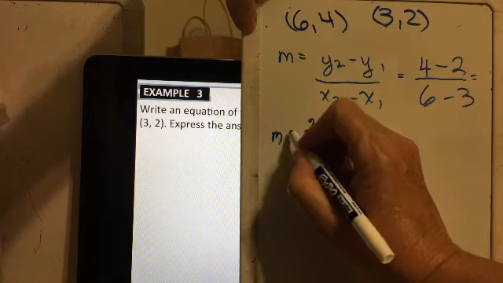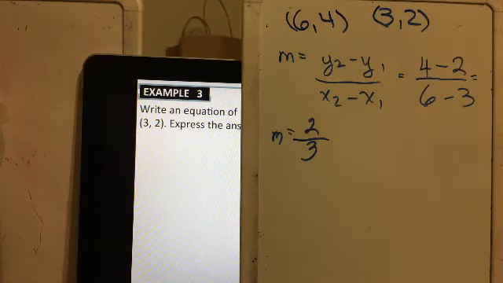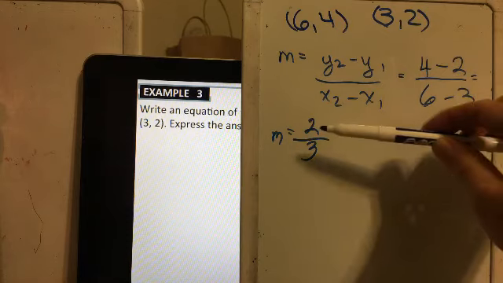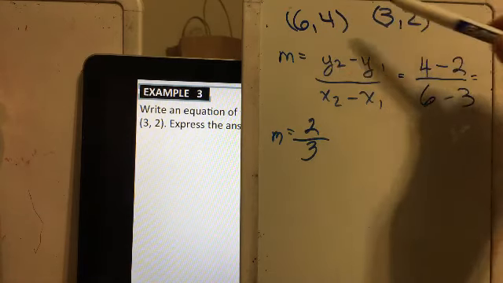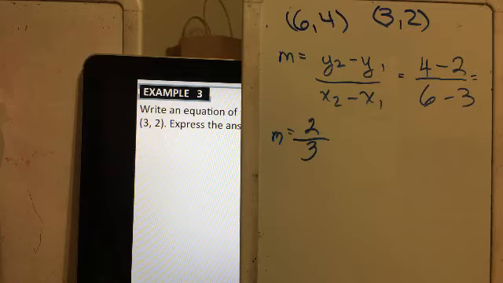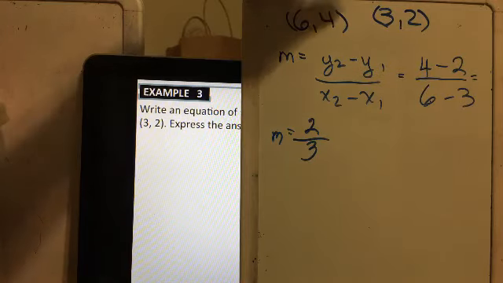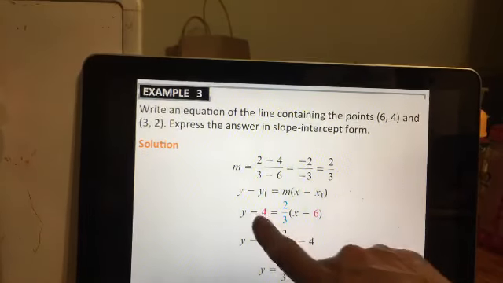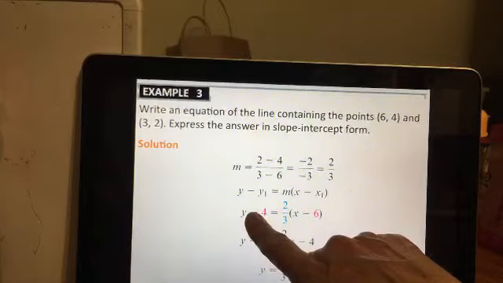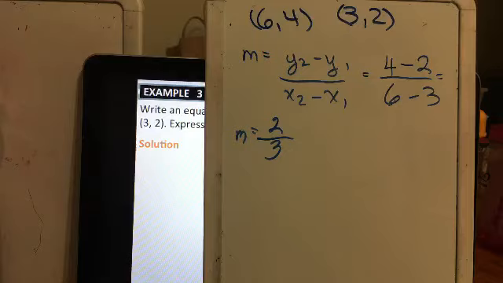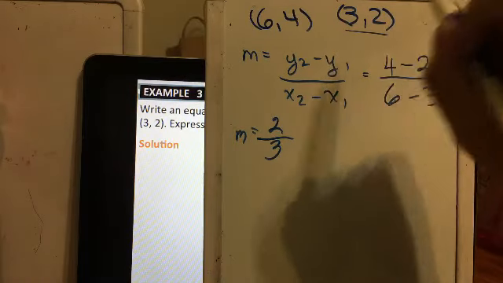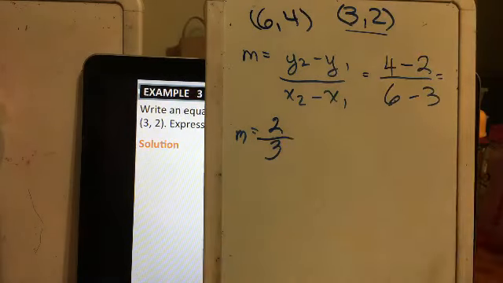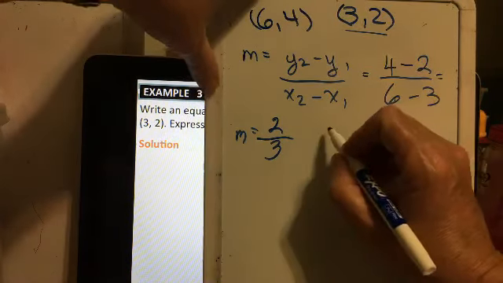My slope is 2/3. Okay, so now we're going to take the slope and one of these points to come up with the equation of the line. Now I'm going to cheat a minute because I'm going to come over here and see which point they used. Okay, they're going to use the 6, 4. So I'm going to use the 3, 2, excuse me, to do this, and then we'll see how they did it with 6, 4. We should come up with the same answer. Okay, so we're going to use the 3, 2.